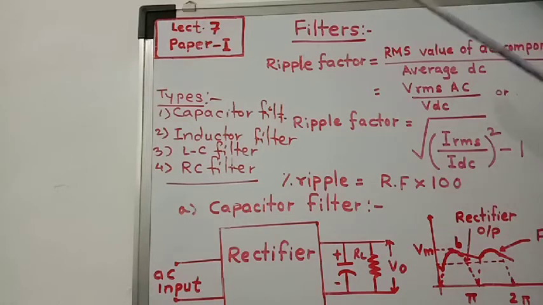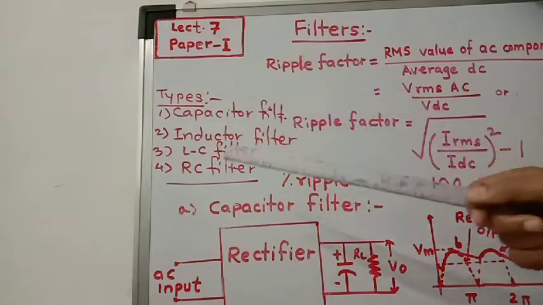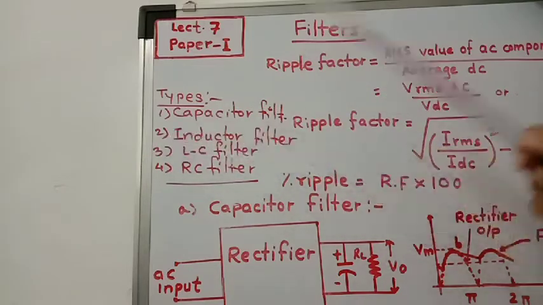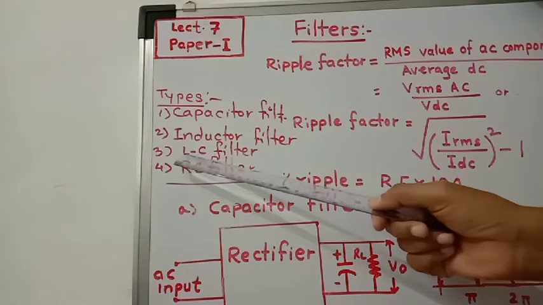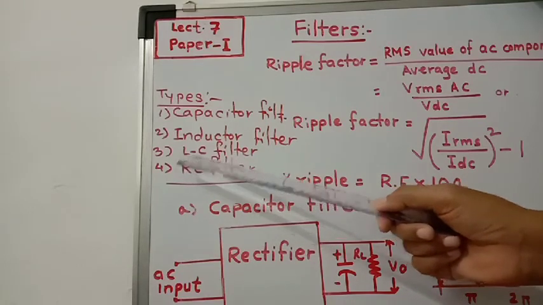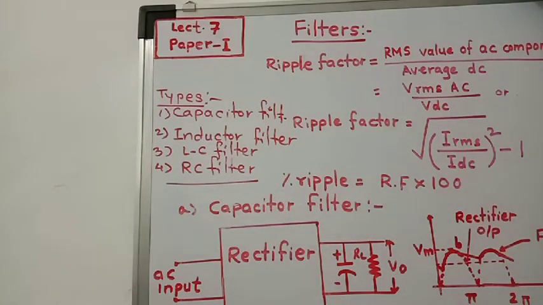These filter circuits are of different types. One is a capacitor filter, second is an inductor filter, third is LC filter, where L means inductance and C means capacitance, and fourth is RC filter. So these are the types of filter circuits.